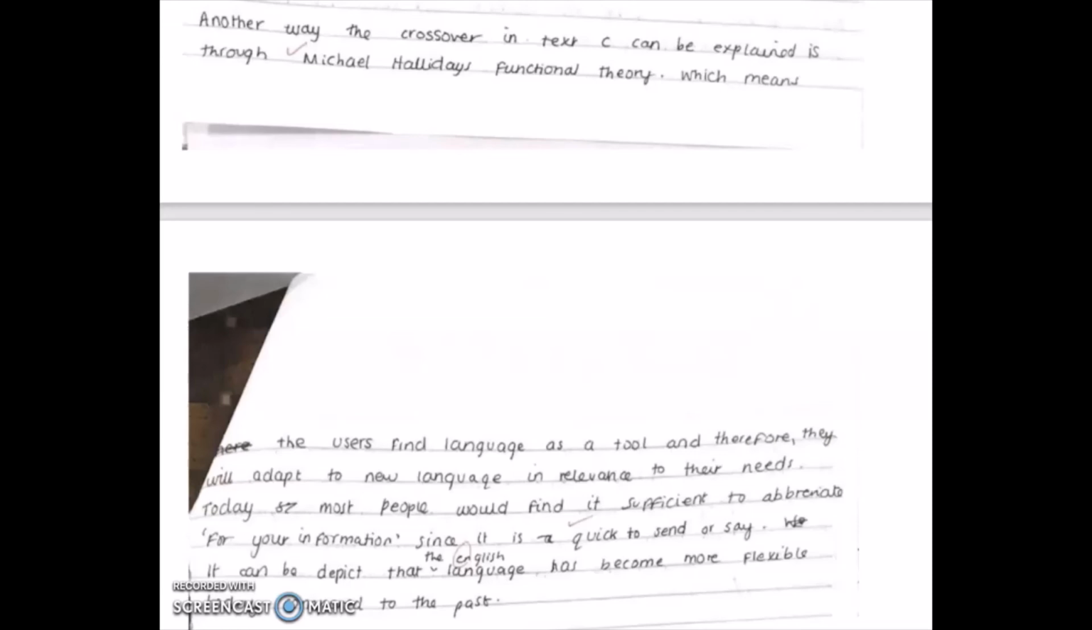Another way the crossover in text C can be explained is through Michael Halliday's functional theory. It means you are supporting your argument with some theory or theorist, which means that the users find language as a tool and therefore they will adopt or adapt to new language in relevance to their needs. Today, most people will find it sufficient to abbreviate "for your information" since it is quick to send or say. It can depict that the English language has become more flexible today compared to the past.